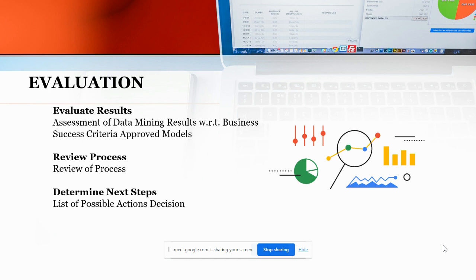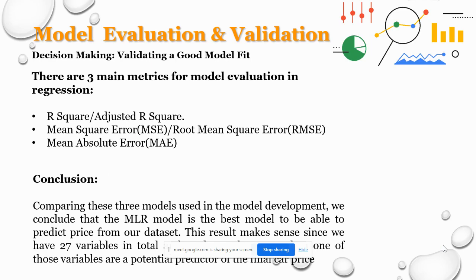While you are describing and explaining, you are also able to give pointers to what needs to be understood. Here we have evaluation. Evaluation is about the fifth step, where we evaluate our results and determine their accuracy. For the three models, there are three main metrics for model evaluation in regression: R squared, adjusted R squared, mean squared error, and mean absolute error.